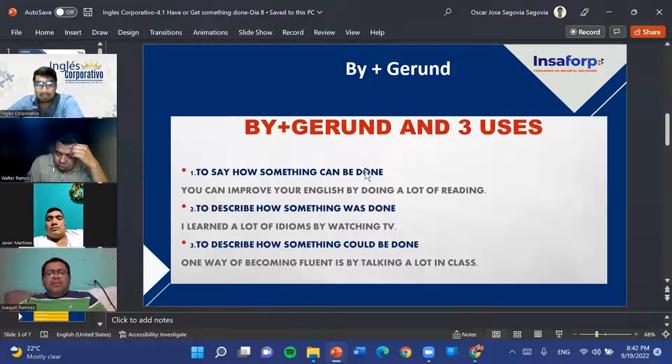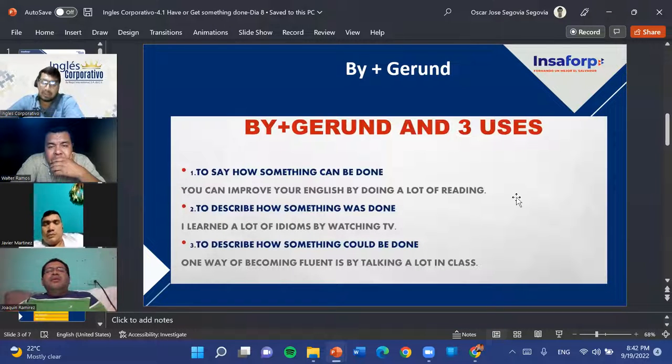Pero las tres reglas que tenemos para ahora son to say how something can be done. And specifically here, of course, we have it when it's joined by, ¿sí? O sea, siempre que tenemos el by nada más, ¿verdad? Esos son los tres usos que vamos a encontrarnos. So to say how something can be done, you can improve your English by doing a lot of reading. So this is an advice, how to get to do something, okay? So how something can be done, once again.